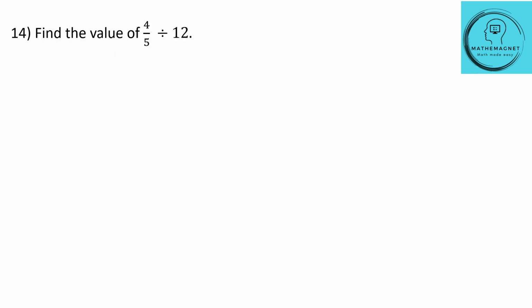Question 14. Find the value of 4 by 5 divided by 12. That can be rewritten as 4 by 5 into 1 by 12. 4 and 12 cancel out each other 3 times. So it becomes 1 by 5 into 3, which is equal to 15. So the final answer is 1 by 15.